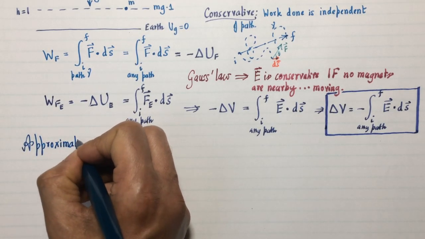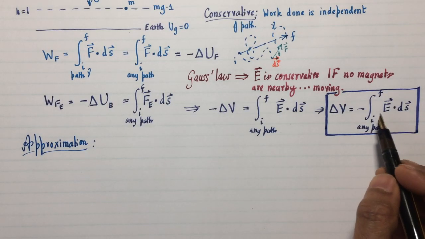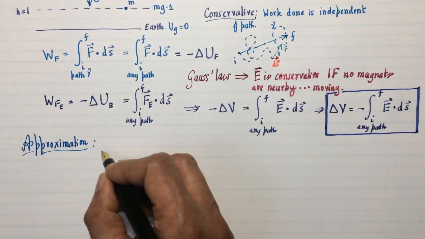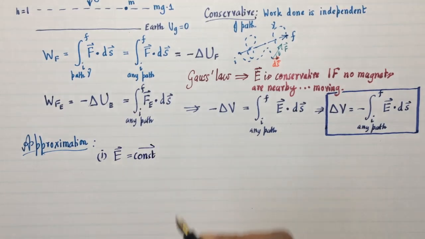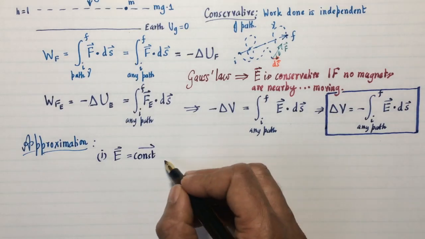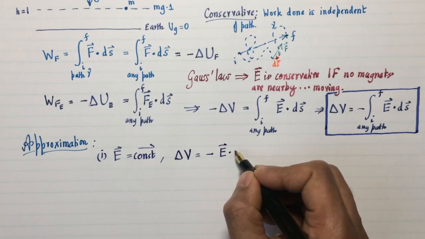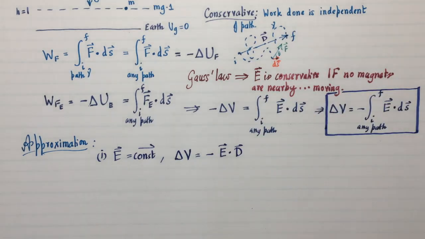The first approximation is the electric field is constant everywhere, in both magnitude and in direction. If the electric field is constant in both magnitude and direction, this integral just becomes a solid value. So let me write E equals constant, and I'll put the vector sign on top of the constant too to let you know that it's constant in magnitude and in direction. Then delta V becomes negative E dot d, where d is simply that displacement vector going from the initial point to the final point directly.